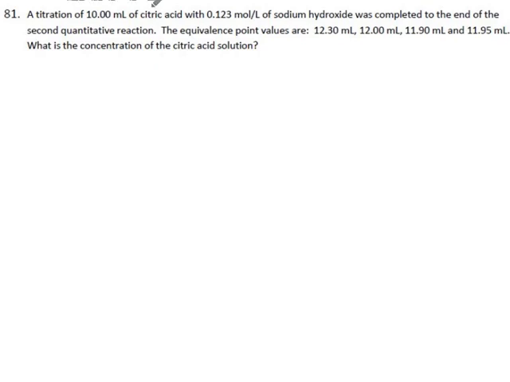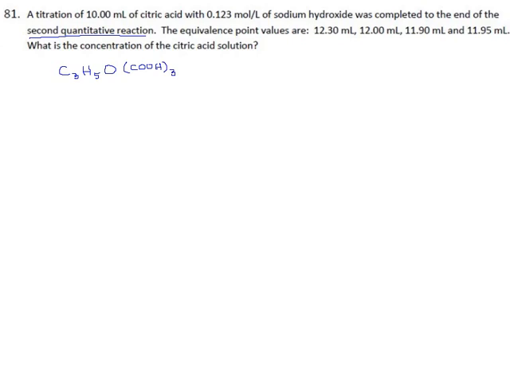A titration of citric acid with sodium hydroxide goes to the end of the second quantitative reaction. So you remember citric acid was the kind of complicated one, which I'm looking for right now. C3H5O and then 3 carboxyl groups, or carboxylic acid groups.